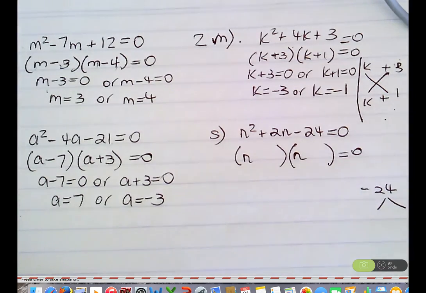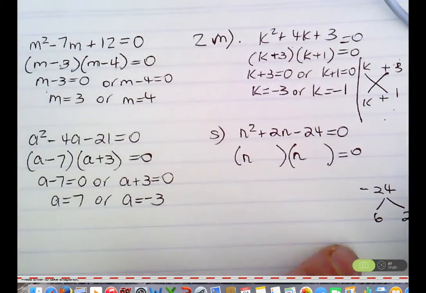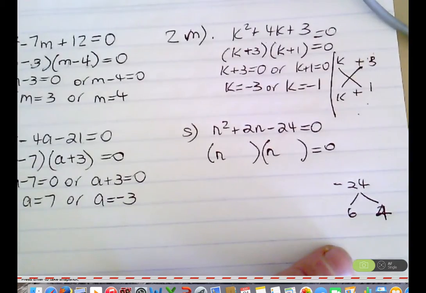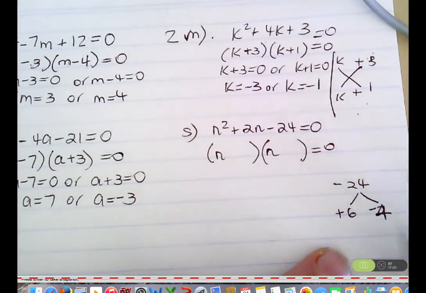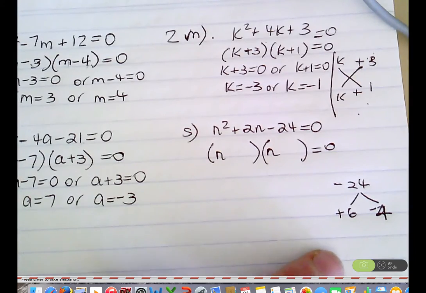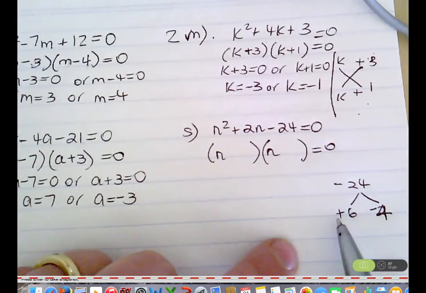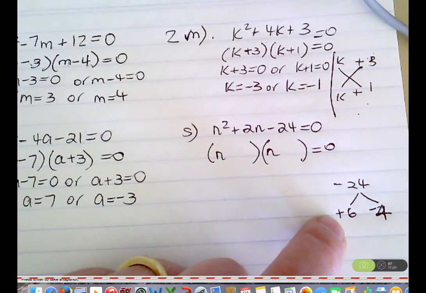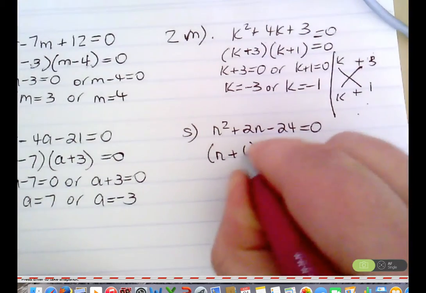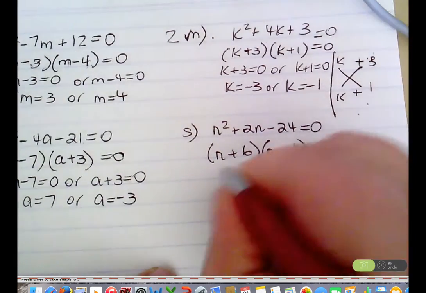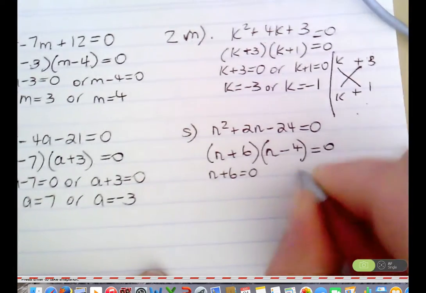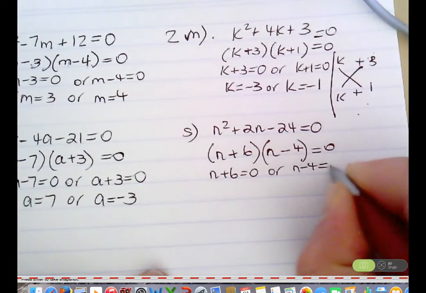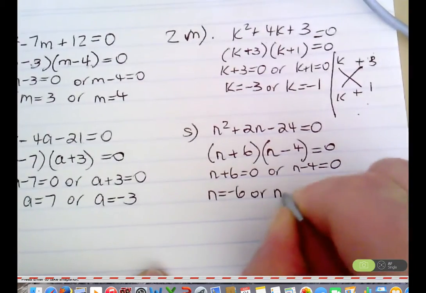One of them has to be positive, one's got to be negative. So I've got 6 and 4. If you want plus 2n, you need plus 6 minus 4 when you add them together. I want plus 2 to be the addition of these two. So I need more pluses than minuses. Plus 6. So we've got n plus 6, n minus 4.